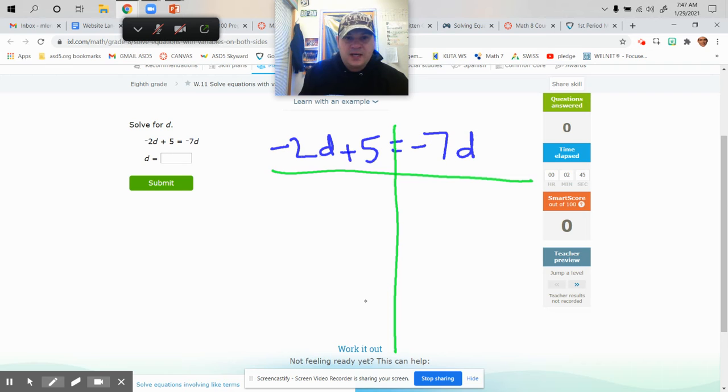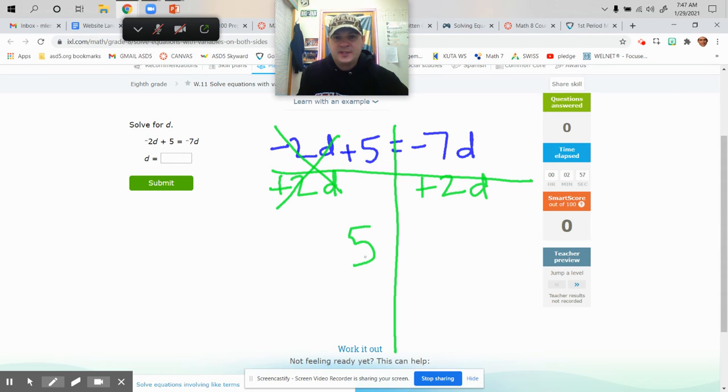It says minus 2d, so I'm going to add 2d. Whatever I do to the left, I do to the right. This all gets canceled out. I'm left with, like I said, a 5 over here still. Negative 7 plus 2, right? Hopefully you practice these integers enough that you know. If you have a calculator handy, I guess, but these are pretty small. You should be able to do it.